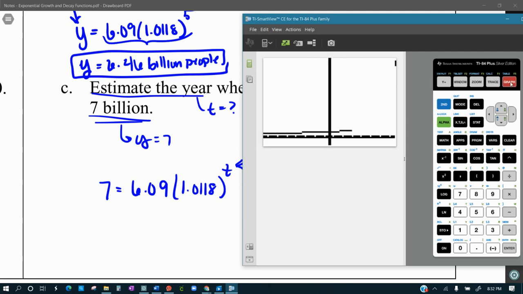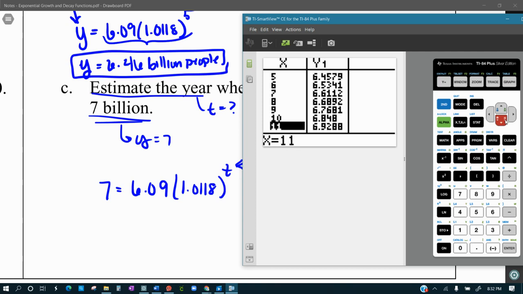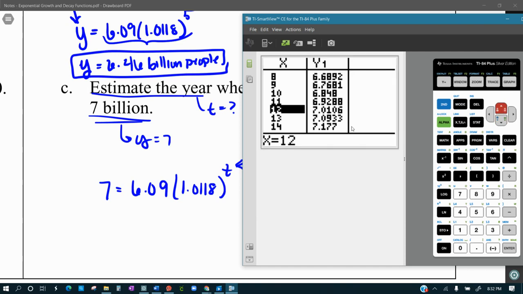And we need our table because I want to know when the population is 7 billion. So, second graph. I need to find a y value as close to 7 as I can get. An x value of 9 is 6.7, an x value of 10 is 6.8, then 6.9, and there's 7.01. If I go up, I'm getting further away from 7. So this is the closest to 7 that I can get.